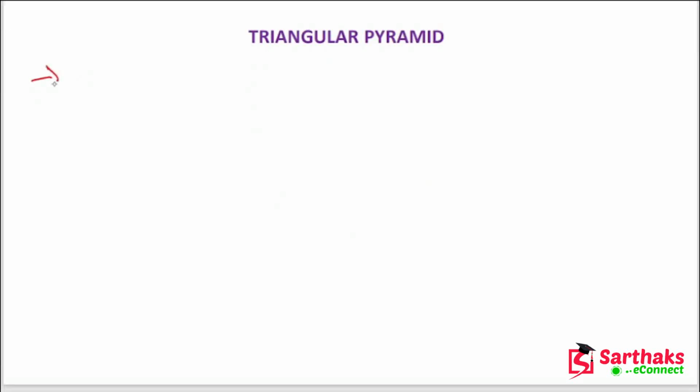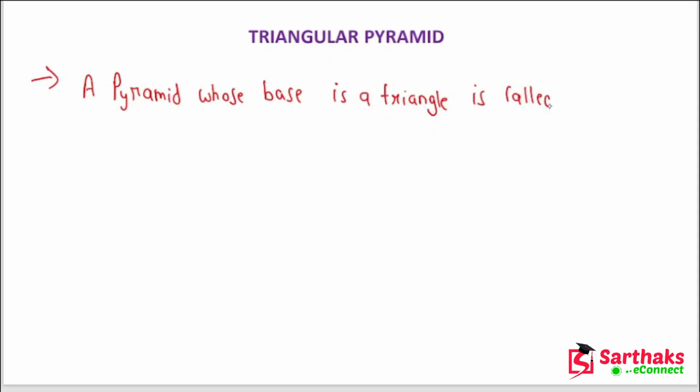So you can write: a pyramid whose base is a triangle. You can clearly see that it is named on the basis of the shape of the base. A pyramid whose base is a triangle is called a triangular pyramid.